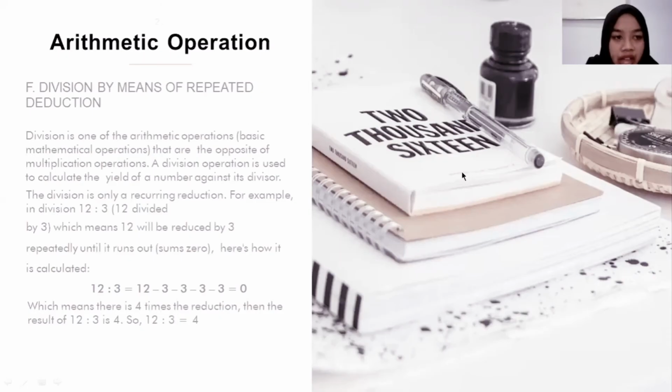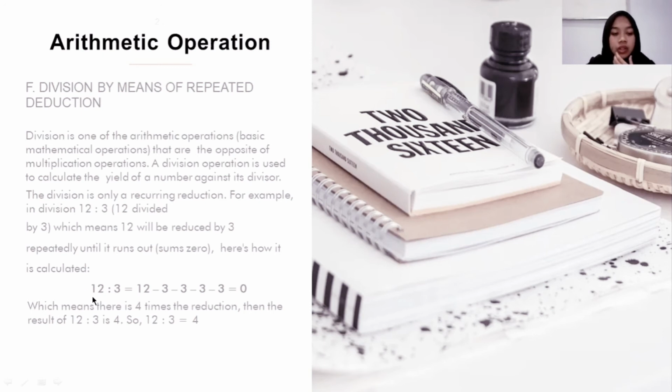Okay, for the next we have division by means of repeated deduction. Division is one of the basic mathematical operations that is the opposite of the multiplication operation. A division operation is used to calculate the quotient of a number against its divisor. Division is only a recurring reduction. For example, 12 divided by 3, which means 12 will be reduced by 3 repeatedly until it runs out, or the sum is 0.